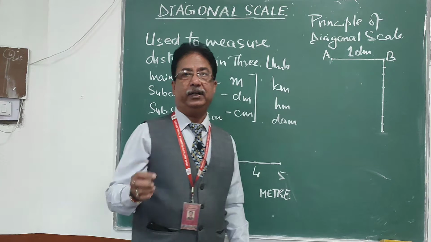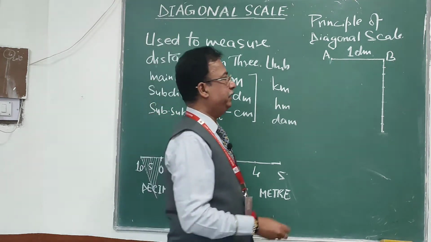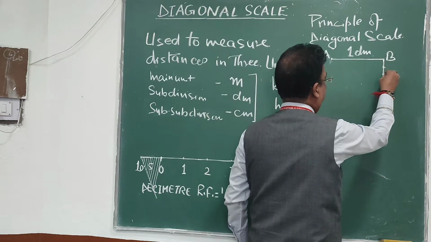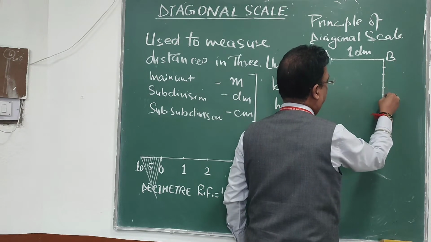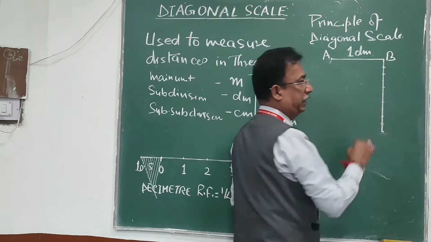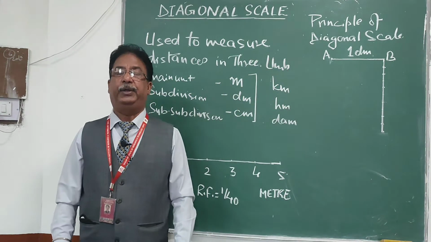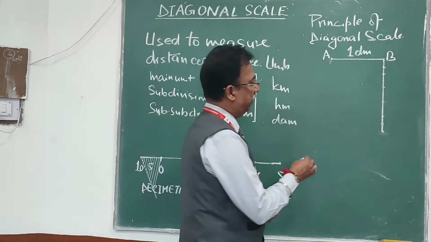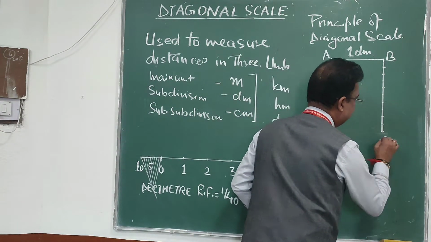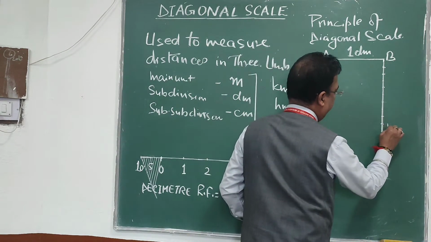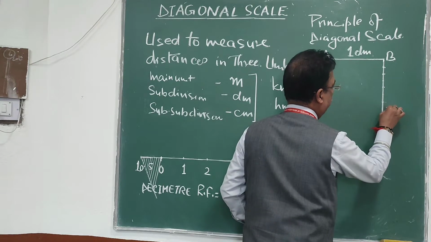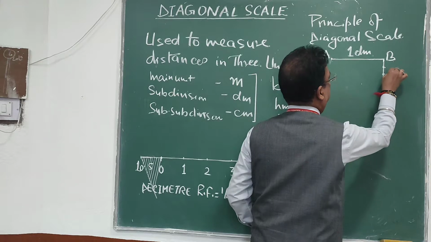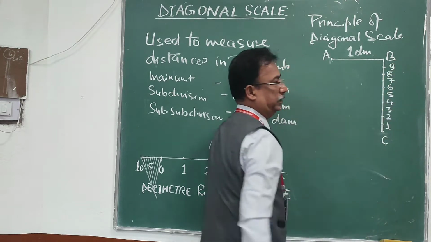In the divider or compass, you can pick a 5 mm length. This 5 mm I have selected and marked 5 mm, 5 mm. So 1, 2, 3, 4, 5, 6, 7, 8, 9 and 10. 10 why? Because 1 decimeter equals 10 centimeter. So after marking 10 points, name the last point as C and name these points 1, 2, 3, 4, 5, 6, 7, 8 and 9.